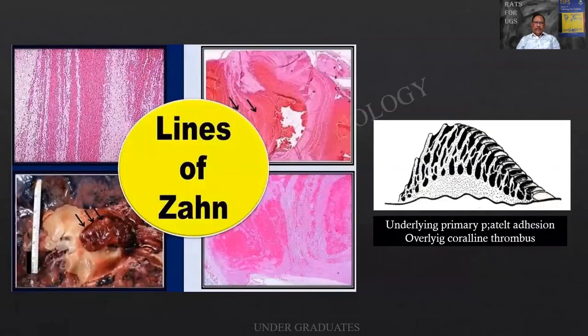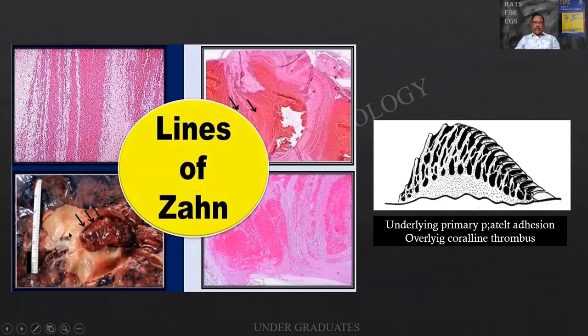Look at this one. For the nth time today itself, I'm mentioning the lines of Zahn. So I'm able to see the pale lines, which are nothing but the fibrin and the platelets. WBCs are negligible. But then this is a dark line over here, composed of RBCs. 5 million RBCs are there, hardly 5,000 WBCs. So alternate dark and light lines will form the lines of Zahn.